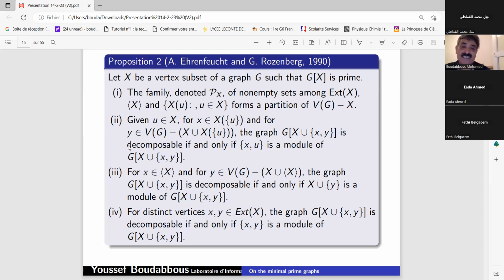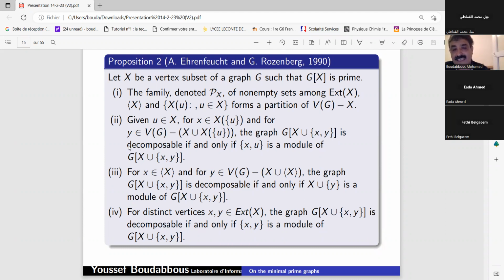And the other case, if X is in Cauchy X and Y is outside X union Cauchy X, thus X is adjacent to all or none of X. If we add Y outside X union Cauchy X, if X is adjacent to all X and Y, or non-adjacent to all of X and Y, clearly we have a non-trivial model, that is X union Y. And by this assertion, we have the equivalence: Gx union XY is decomposable if and only if X union Y is the model.